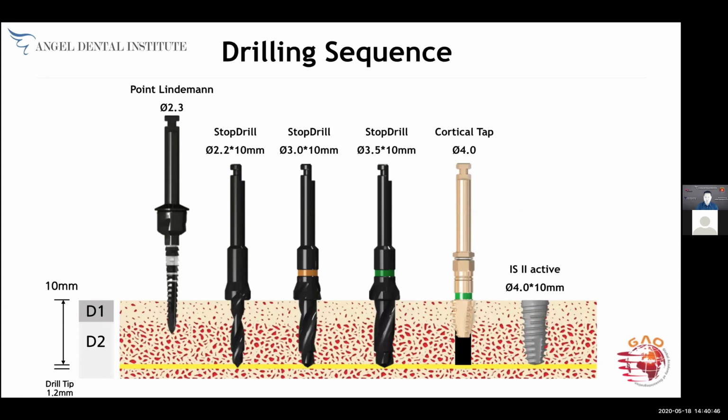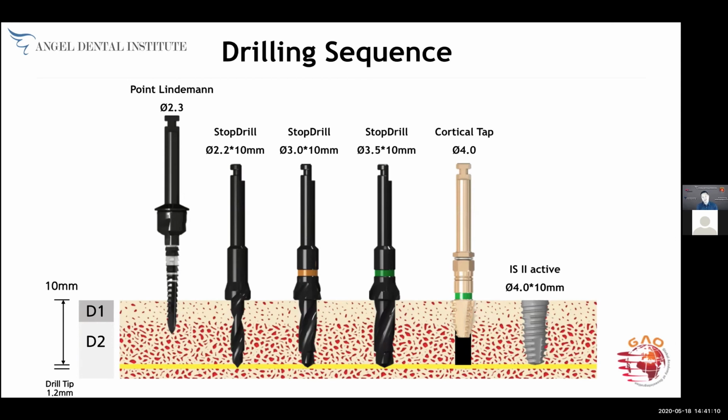And we're planning to put in a 4x10 implant fixture. So this would be a typical sequence in that kind of situation. You have a Lindemann drill. You start the osteotomy to go through the cortical plate, and then you use a stop drill, 2.2 initial drill, 2.2 by 10 millimeter, and go all the way to the stop, okay?